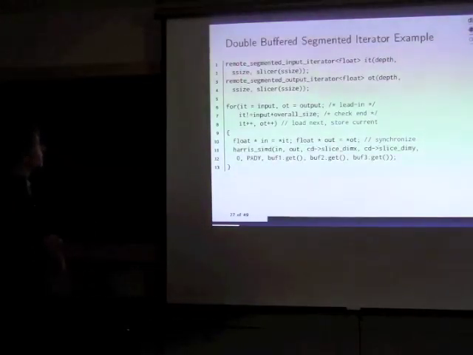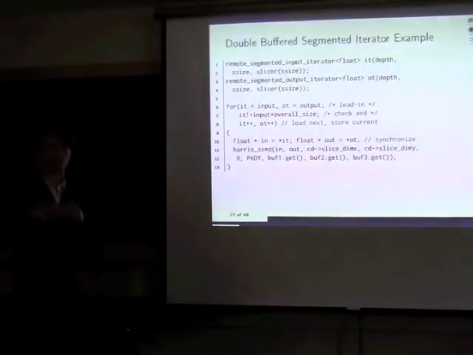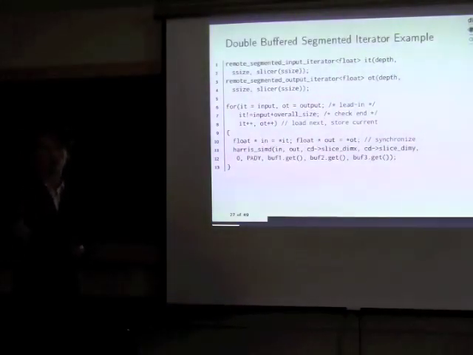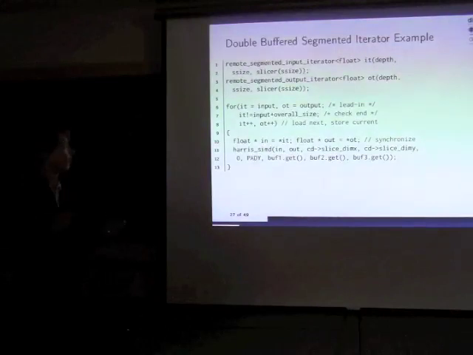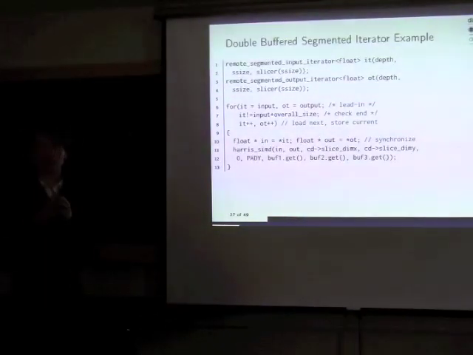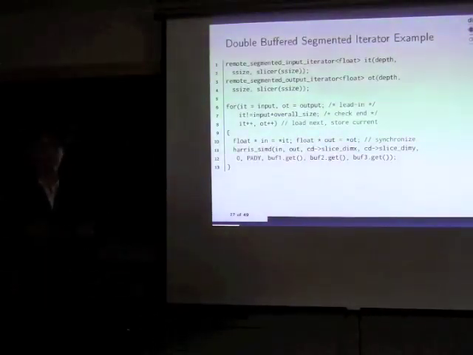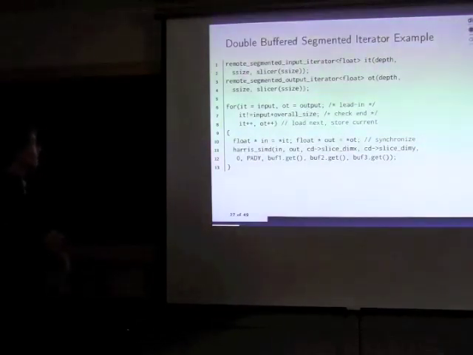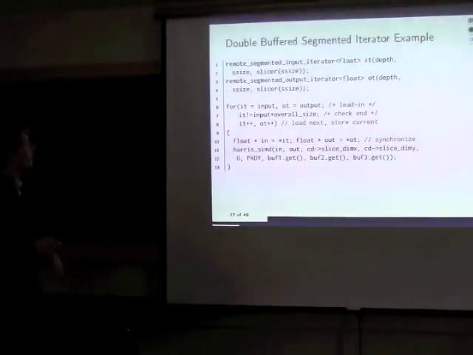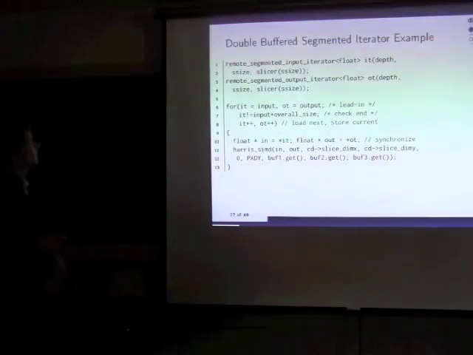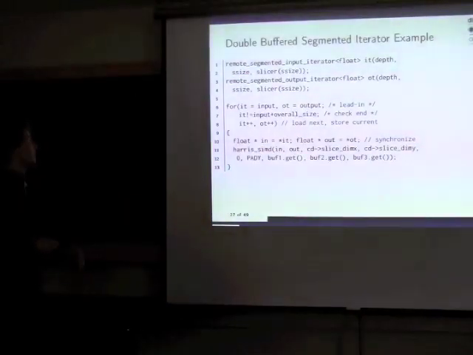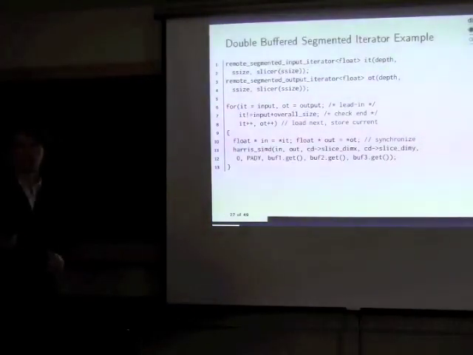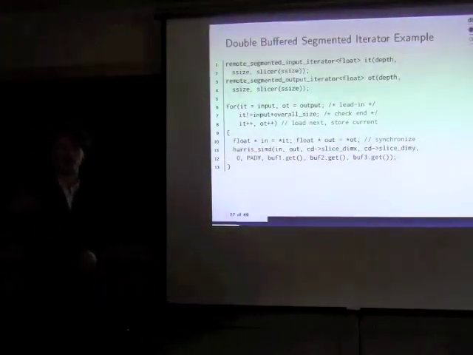We give the size of the slice that we want to operate on. Of course, we don't want to DMA access single elements of our vector, because we want to access a block, a segment, like 1024 or something like that. So this is the slice size. It's not a regular iterator, it's a segmented iterator. So it's a segment size of slice size or whatever. And then we give a slicer, which is a function object.